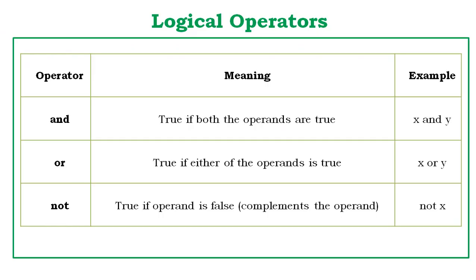The last one is logical operators. And, or, and not: these are the three logical operators. We have already discussed these operators inside C or C++ also. And is true if both the operands are true. If both the values are true, only then the answer is true. Or is true if either of the operands is true. Not is true if the operand is false, the complement of the operand.